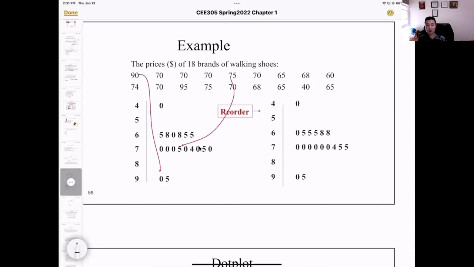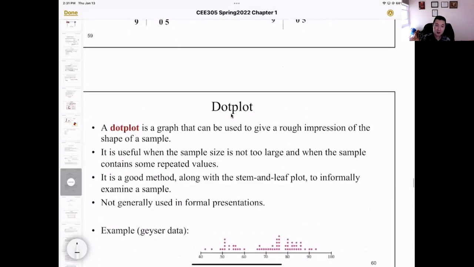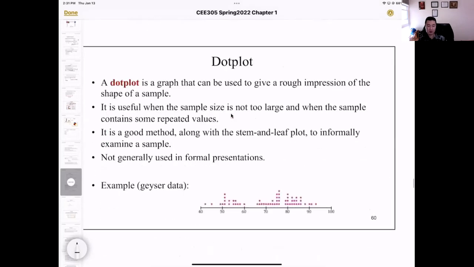The stem and leaf plot is not used very often, and neither is the dot plot. A dot plot is pretty similar to a stem and leaf plot. It can also give us an impression of the shape of the sample, and it also shows repeated values. It is not generally used in formal presentations.